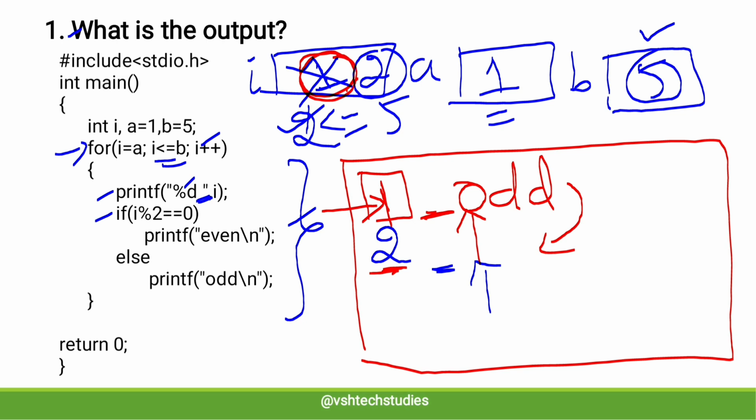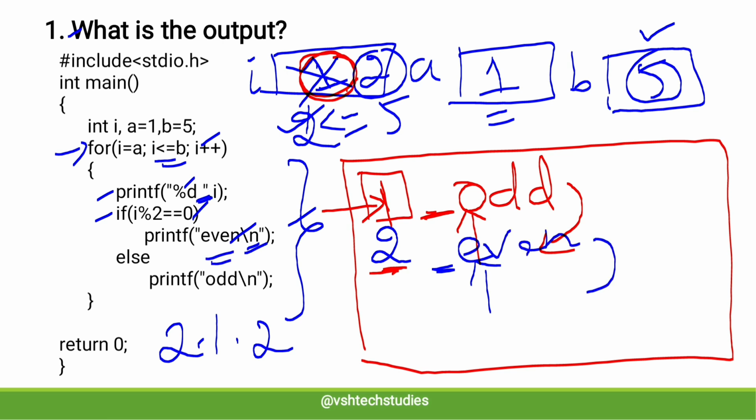Then the if statement: I mod 2, I is 2. Is 2 mod 2 0? Yes, so the true block works. Printf, what does it print? Even, then leave the line. So here even is printed, then leave the line means it goes to the next line and stands in the first position. Okay, so this is the second iteration, or second time execution of the loop body.